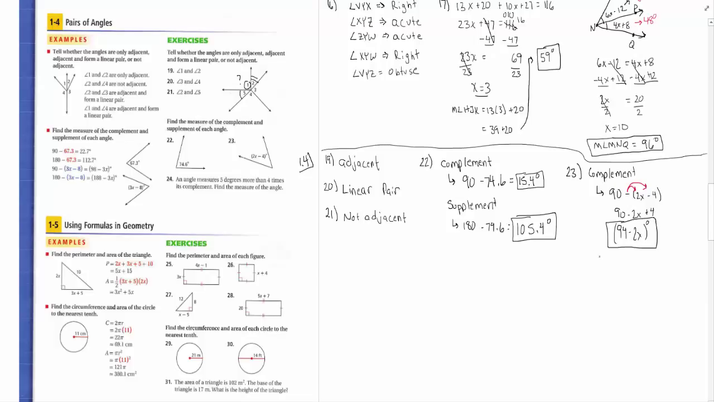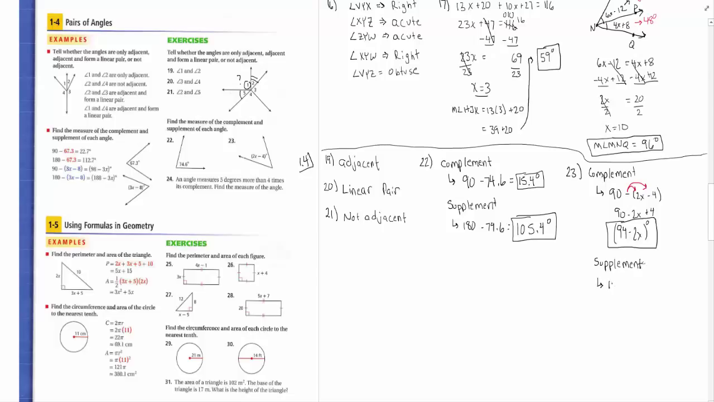Alright, so that'd be your complement. You do the same thing here with the supplement, except it's going to be 180, not 90. I'll only find one angle here. I'll fix that. Supplement. Okay.